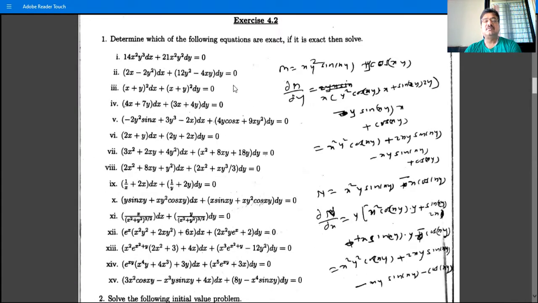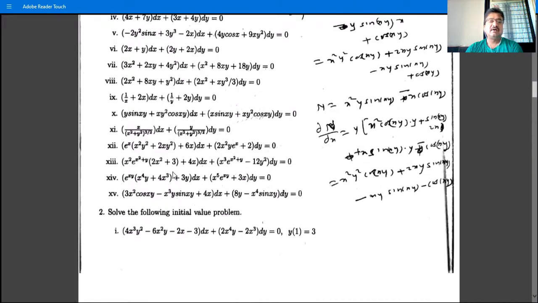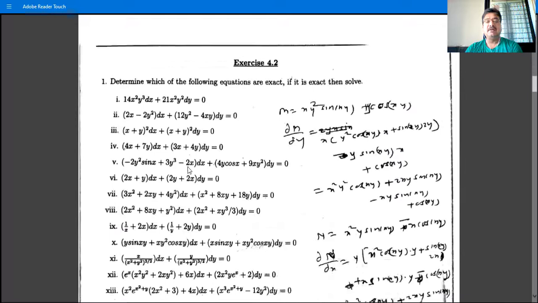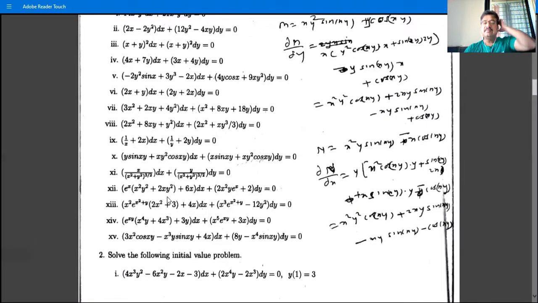So these are also problems of the same type, that is, determine which of the following equations are exact. If it is exact, then solve them. So we have to determine whether these equations are exact. There are 15 problems. So in all, these 10 and these 15, there are 25 problems of the type ∂M/∂y and ∂N/∂x being equal or not equal.